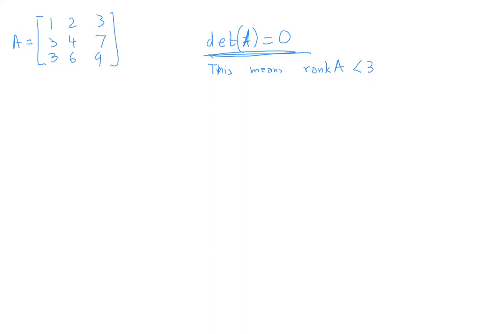Rank 2 means two linearly independent columns. Can you spot two linearly independent columns? Yes. This and this are linearly independent. You can see one is not a multiple of the other. So here the rank is 2. The rank is 2.